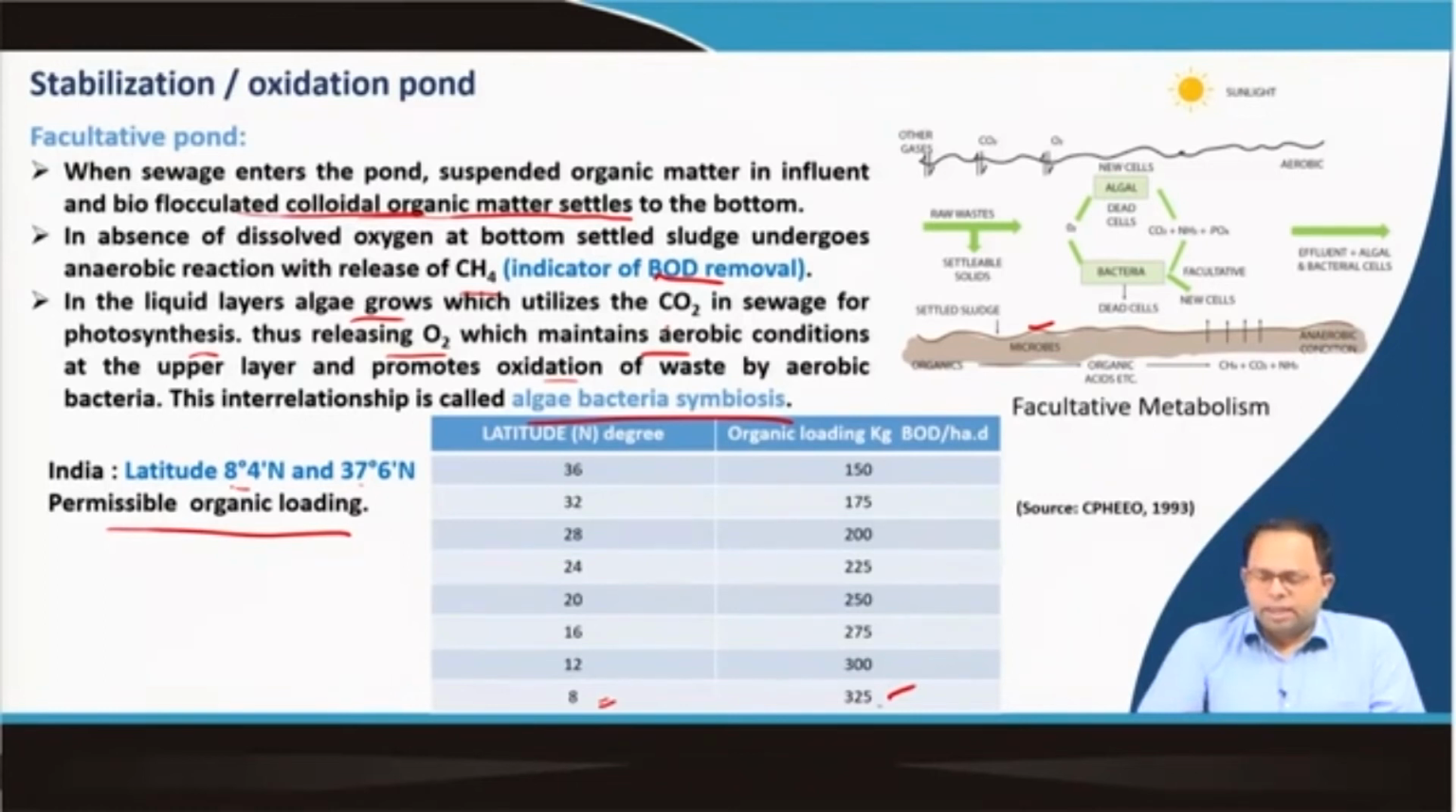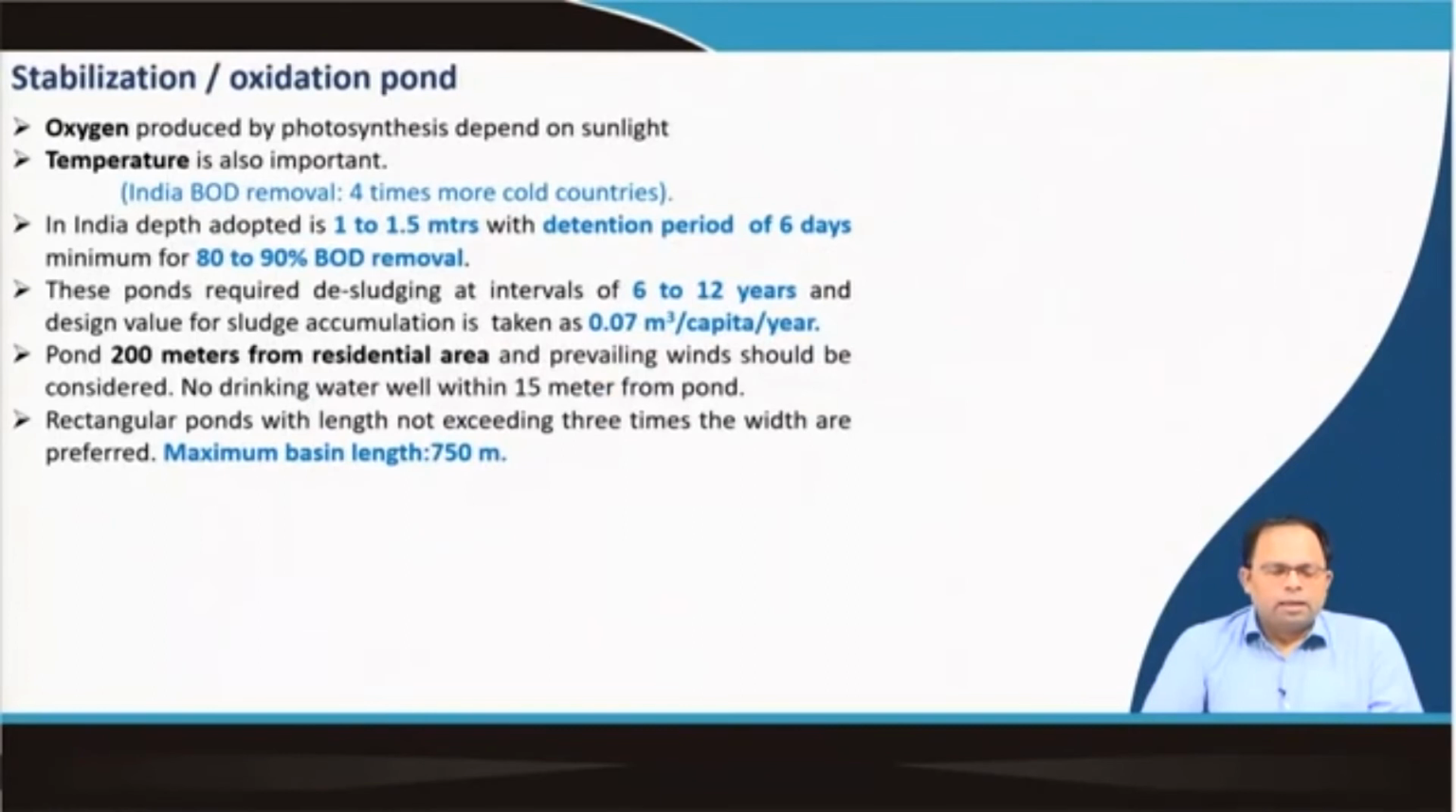So, here the organic loading is 325 kg of BOD per hectare per day, whereas at 36 degree north latitude, the BOD loading is around 150. The maximum BOD loading that we can give is 150 kg of BOD per hectare per day. So, that means the amount of sunlight or the temperature also plays a big role in determining what kind of BOD loading we can give for these stabilization ponds. Oxygen produced by photosynthesis also depends on sunlight. That is why sunlight is important, and temperature is important.